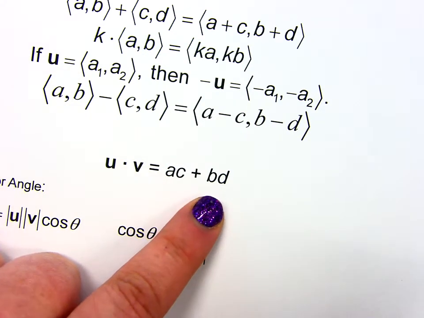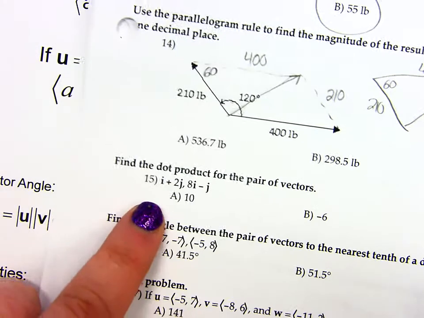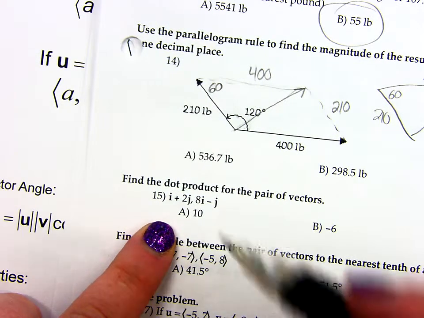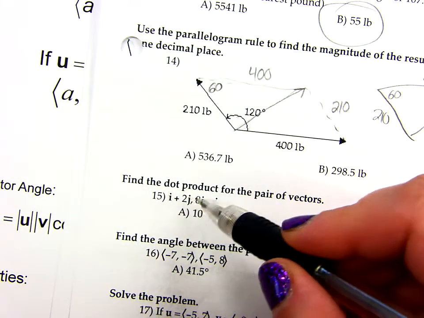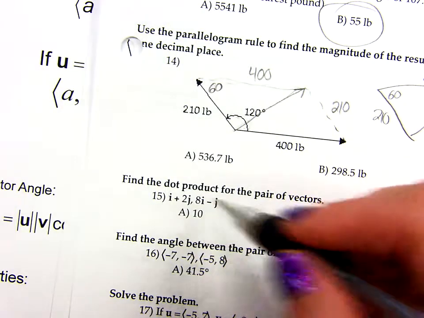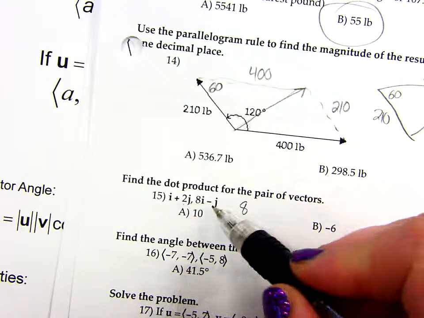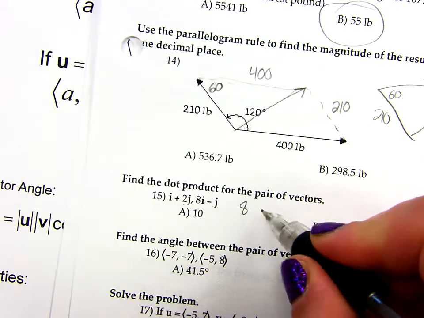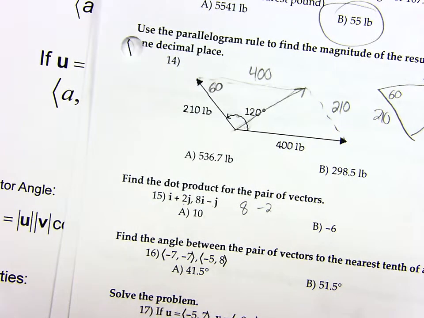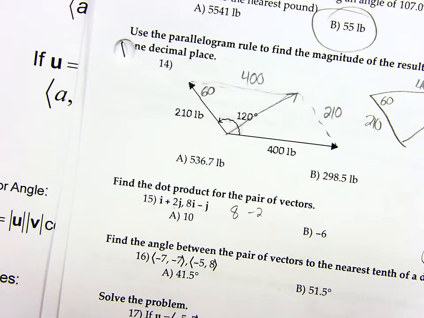It's just you multiply the first two numbers together, you multiply the second two numbers together, and then you add your answers. That's it. So, if I'm looking at this, my first two numbers are 1 and 8. So 1 times 8 is 8. And then my second two numbers are 2 and -1. Multiply those together, it's -2. Add those together, I get a +6, choice C.